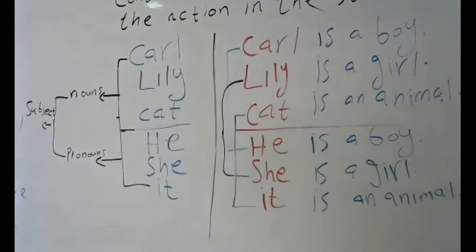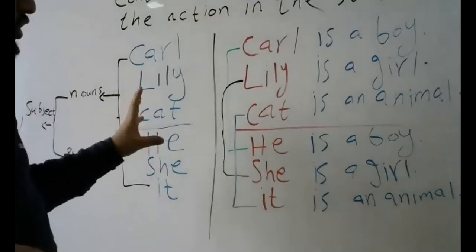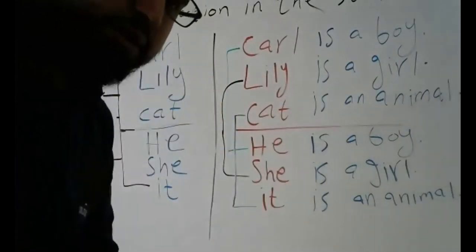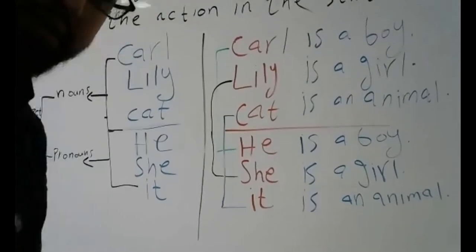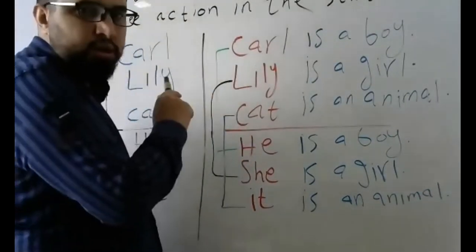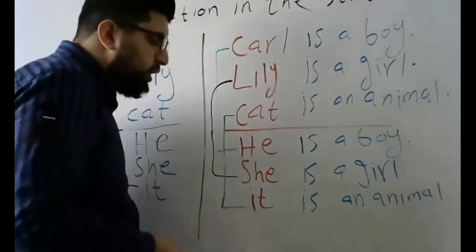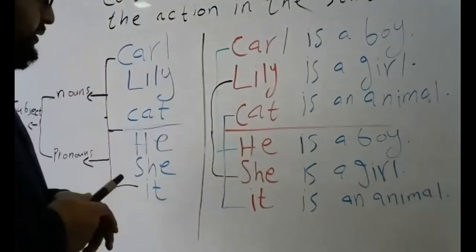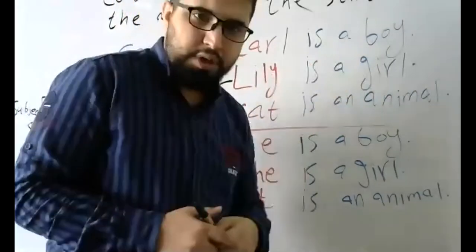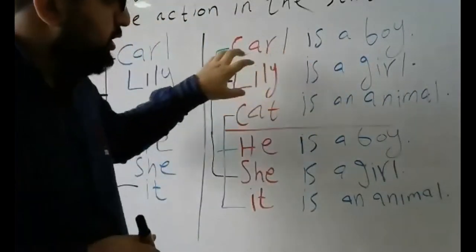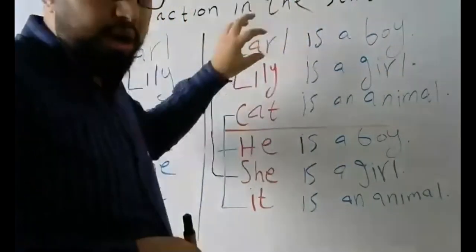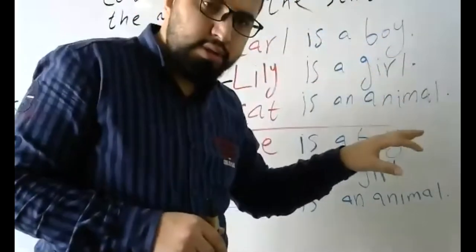Okay, let's take that away to there. Let's use them in the sentences. Can you see everything? Yeah, you can see everything. So we have here the same Carl, Lily, cat, he, she, it. Carl, here, Carl is a boy. This is a sentence, okay? Carl is a boy. Carl is a teacher. Carl is a student, okay?